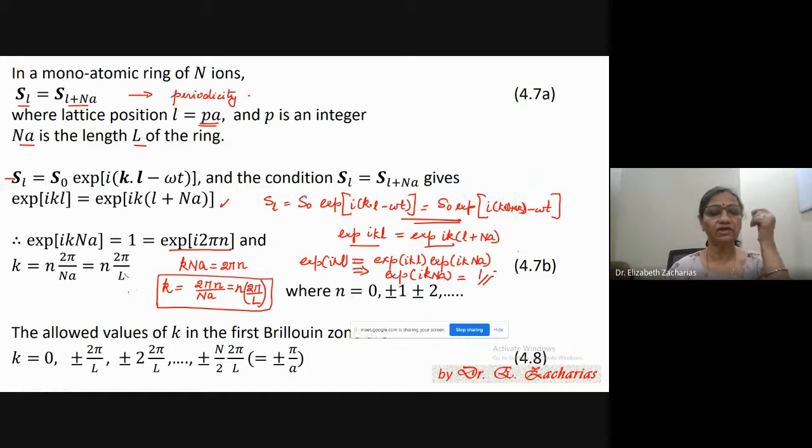k can take only discrete values. All the allowed values of k, where n equals 0, plus 1, minus 1, plus 2, minus 2, all this is possible. Plus 1, minus 1, plus 2, minus 2 is possible simply because k can take negative values.